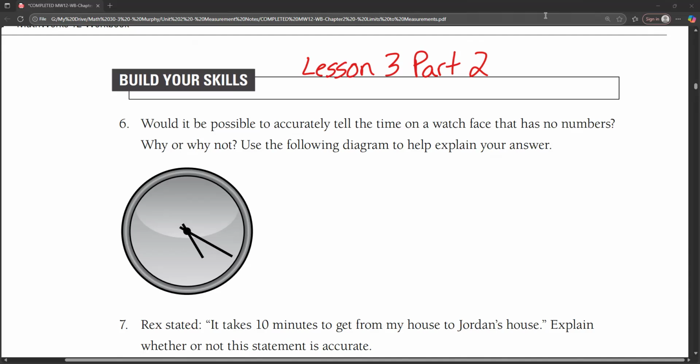Number 6. Would it be possible to accurately tell the time on a watch face that has no numbers? Why or why not? Use the following diagram to help explain your answer.